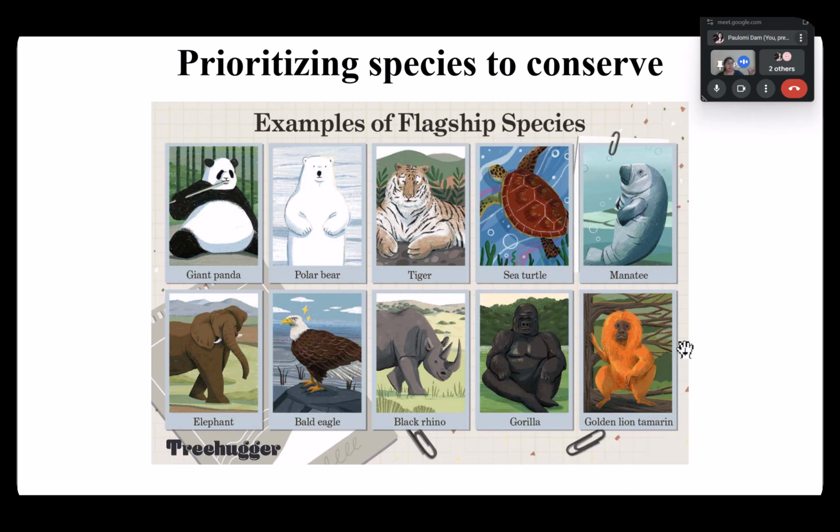Sea turtles, if you are a person who loves the sea, who loves the ocean, you will be very attracted to look into sea turtle migration. You will be very attracted to see them moving onto the beaches and then going back into the ocean. You have manatees, which are very weird looking animals, and they also attract much human attention. Similarly, you have elephant, bald eagle, black rhino, gorilla, golden lion tamarin. These are all flagship species because they attract human attention. And if you want to conserve them, you can imagine the interest the public will have towards these conservation programs.